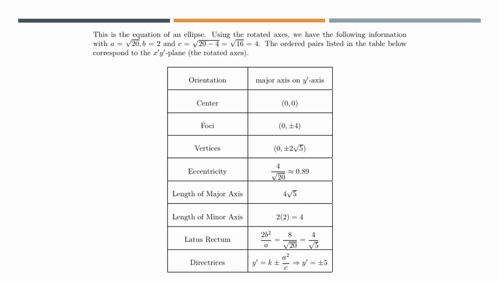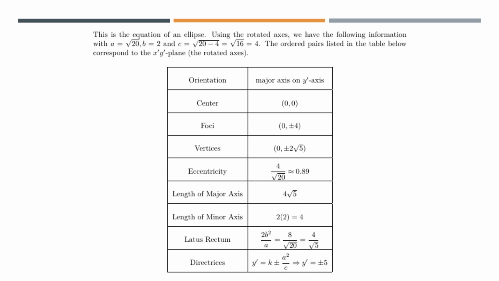So again, the ordered pairs listed in the table below correspond to the rotated axes, the x prime, y prime plane. The orientation, the major axis is on the y prime axis. The center is at the origin. The foci are at 0 plus or minus 4. That's the value of C. The vertices are at 0 plus or minus 2 root 5. That's the value of A, from the center. The eccentricity, the value of C divided by the value of A, 4 over square root 20, is approximately 0.89.